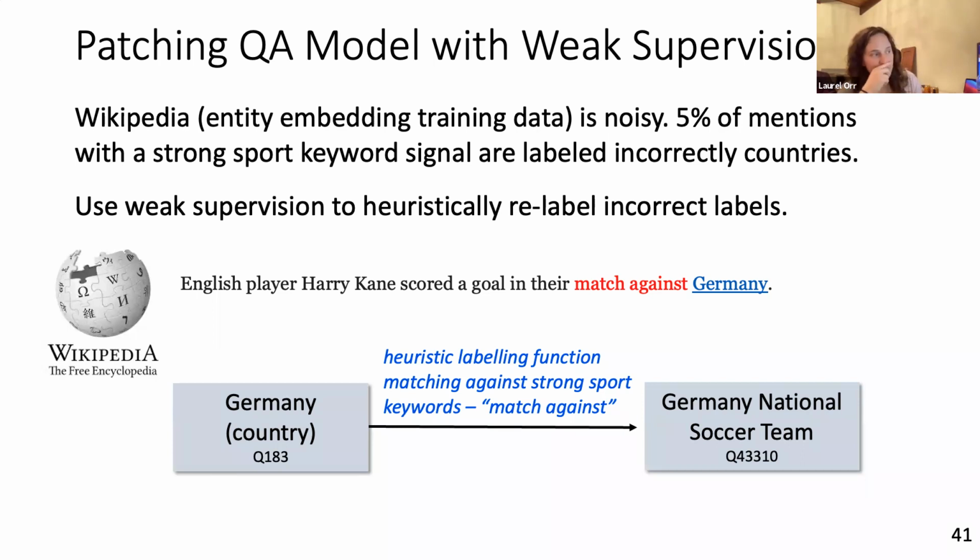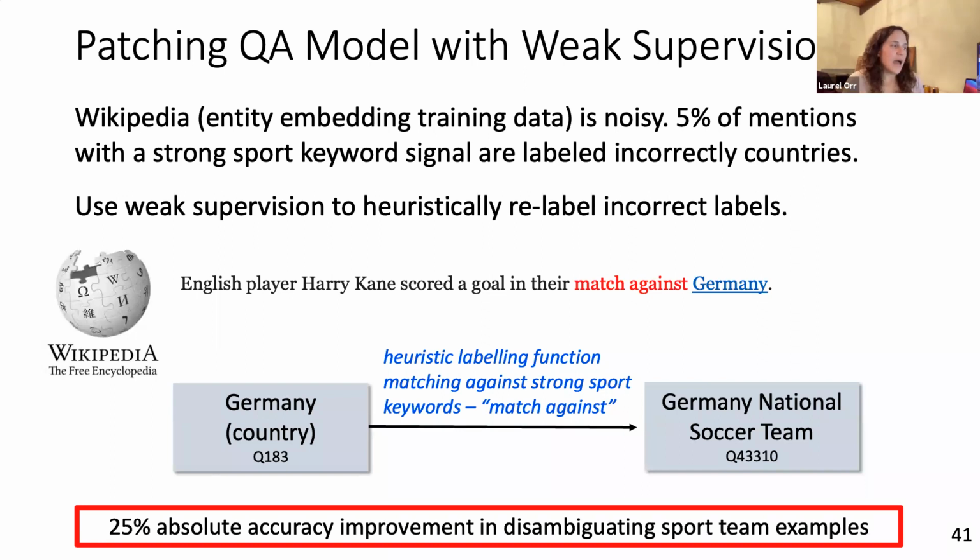So we went through Wikipedia and weakly relabeled some of the data examples so that instead of Germany, the country, it pointed to the national soccer team when a strong sports keyword was present. We updated our NED system, and we found about a 25 point absolute accuracy improvement in disambiguating these sports team examples without hurting performance on the country examples. It is still ongoing future work in our lab to understand how these improvements in entity disambiguation impact downstream performance as well. These are very preliminary results, but it was really exciting to see that just by modifying the data and clicking a train button, basically, we could change the behavior of the model.